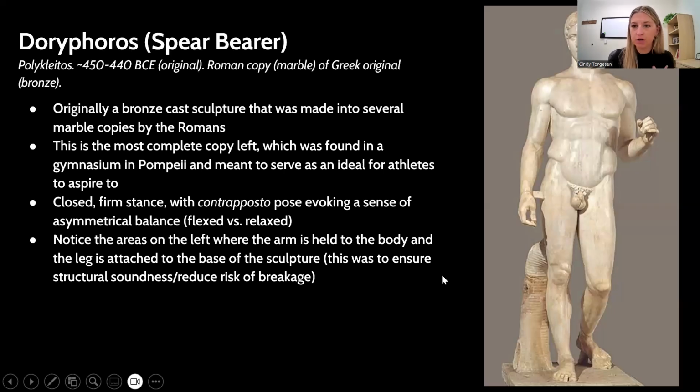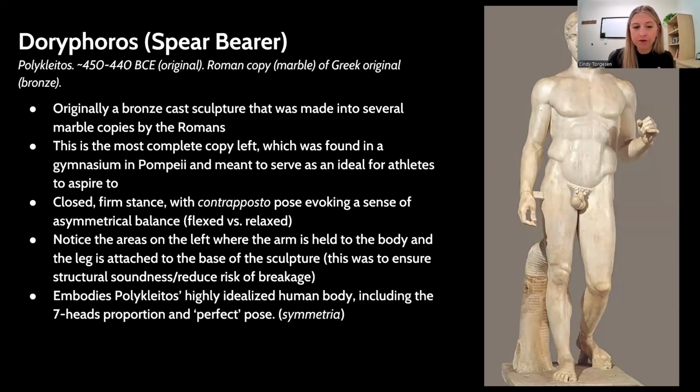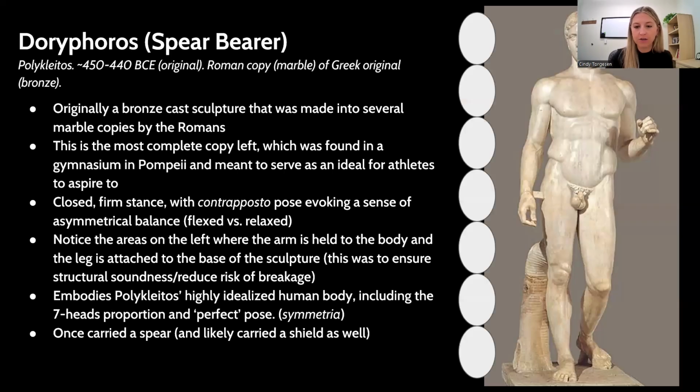This was all to make sure that it wouldn't break, or to reduce the chance of breaking. This also embodies Polyclitus's ideal of 7 human heads. I actually have these little circles to give you a sense of what that would look like. So it's these 7 heads, and that would be this perfect proportions or symmetria.